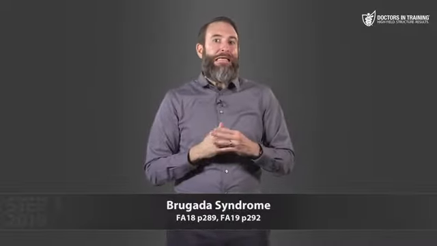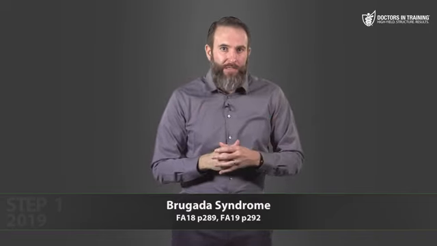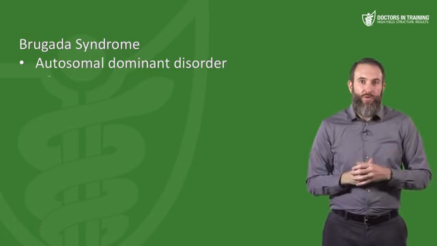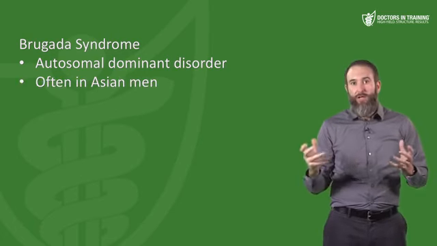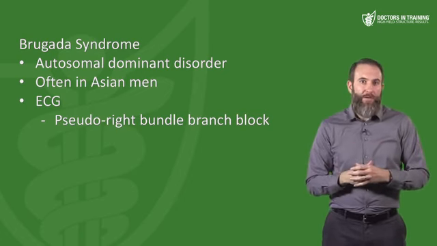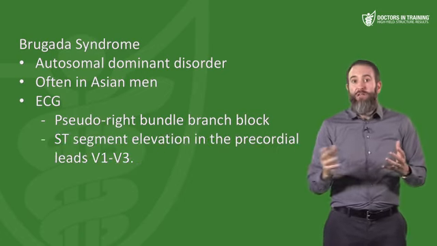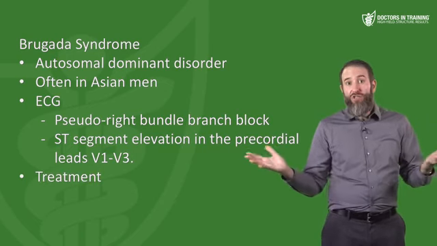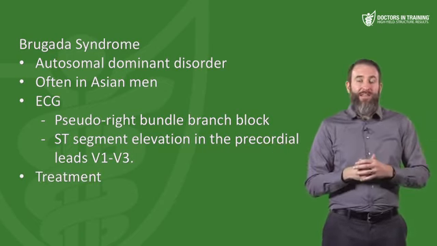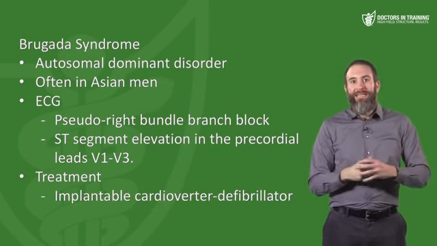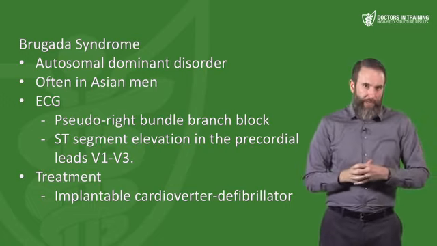Now, another less known arrhythmia is Brugada syndrome. This is actually a genetic problem. It is an autosomal dominant disorder that is found more often in Asian males. On the ECG, you'll see a pseudo right bundle branch block. You may also see ST segment elevation in the precordial leads V1 through V3. Now, the big issue with this syndrome that you should probably remember is that it is linked to sudden cardiac death. So the primary treatment is an implantable cardioverter defibrillator.